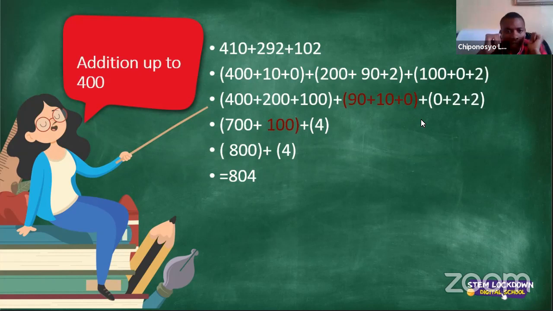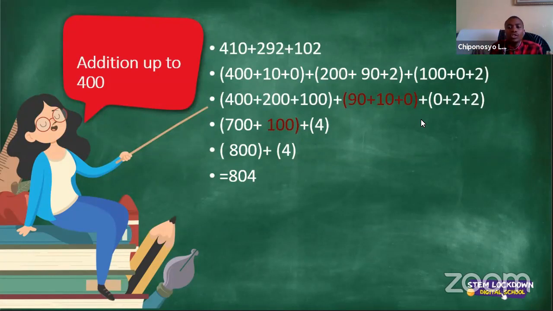We have 410 plus 292 plus 102. We split it. So we say 400 plus 10 plus 0, because there's no units. 200 plus 90 plus 2. And then we have 100 plus 0 plus 2. In 102, there's no tens. In 410, there's no units. But in 292, we have the hundreds there, we have the tens there, and we have the units there.